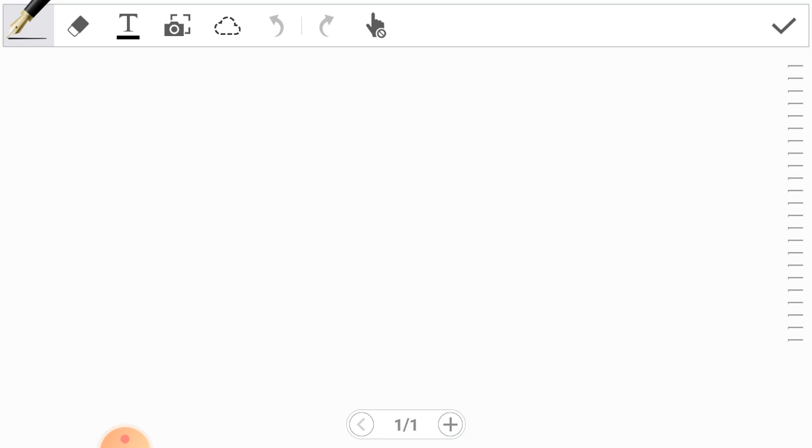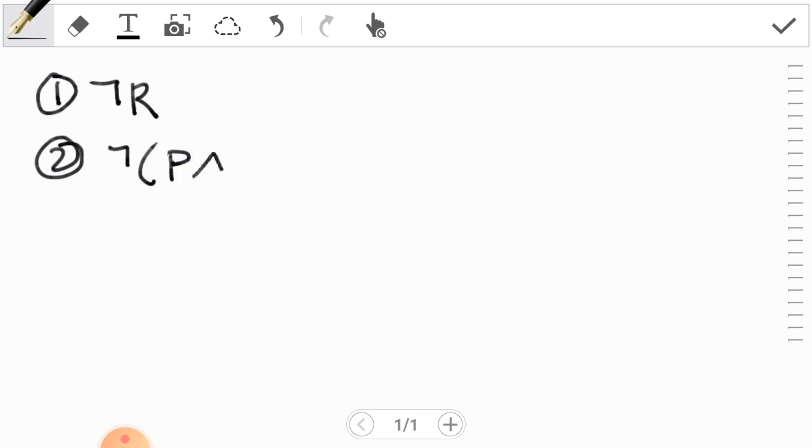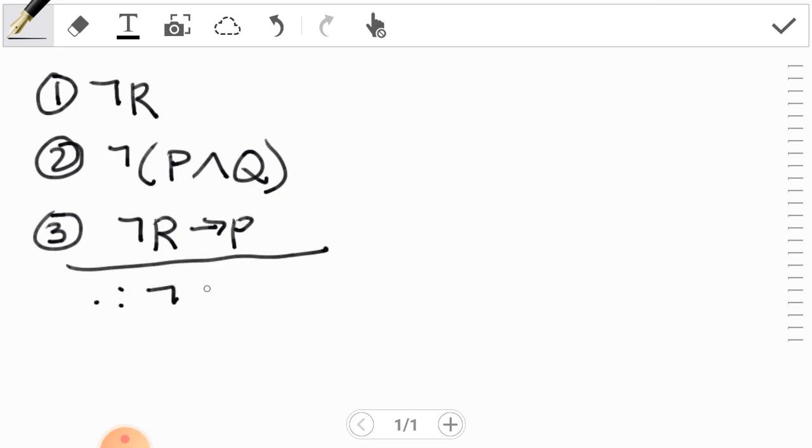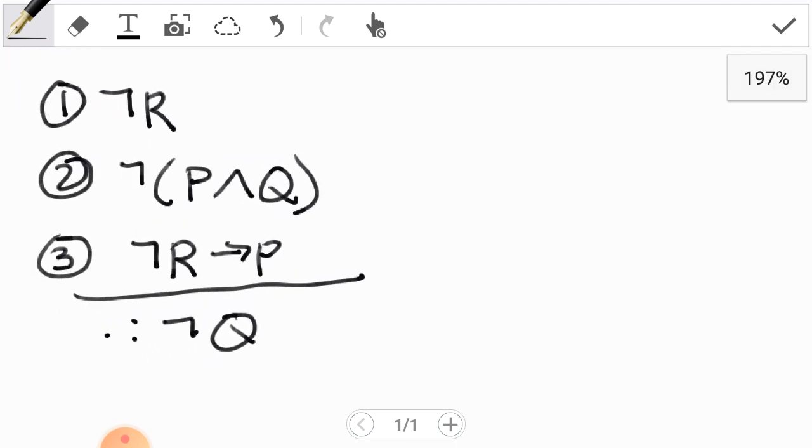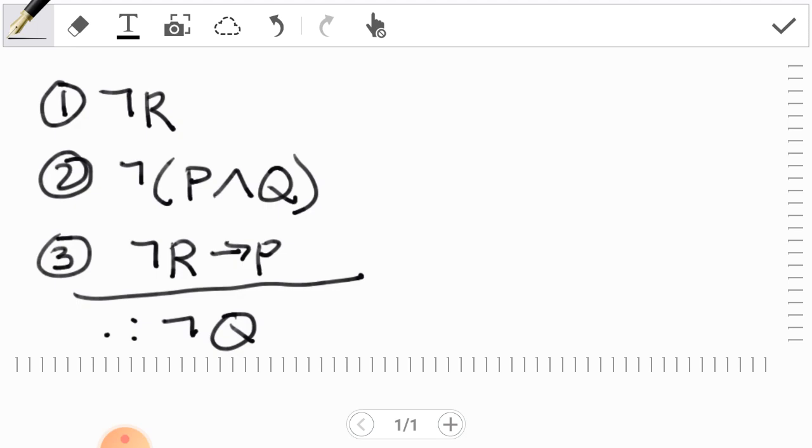The first example for today, we have the first premise is not R. The second premise is not (P and Q). The third premise is not R implies P, and our conclusion is not Q. So we have three premises, and our conclusion is not Q.